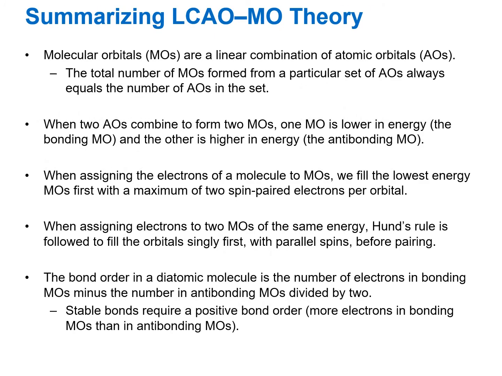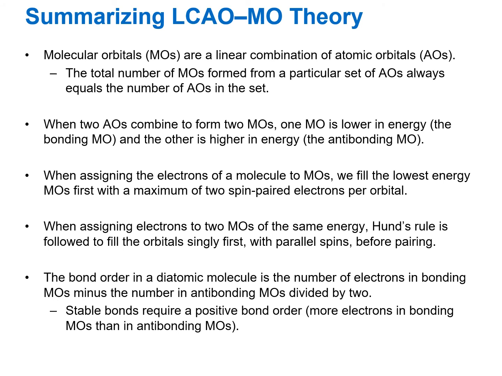So here's a nice summarization of the molecular orbital theory and the utilization of the linear combination of atomic orbitals chart that we've been using. The first point says that molecular orbitals are a linear combination of atomic orbitals. Basically that says that, yeah, we know we're counting up the electrons and we're dropping them in a chart. The second bullet says when two atomic orbitals combine to form two molecular orbitals, one molecular orbital is lower in energy and the other is higher in energy.